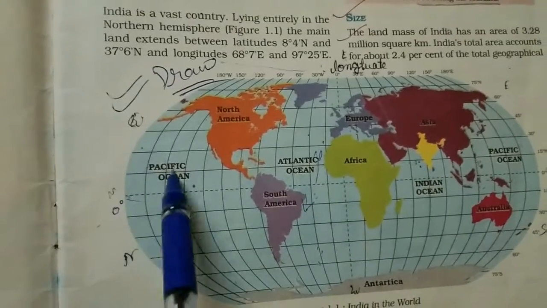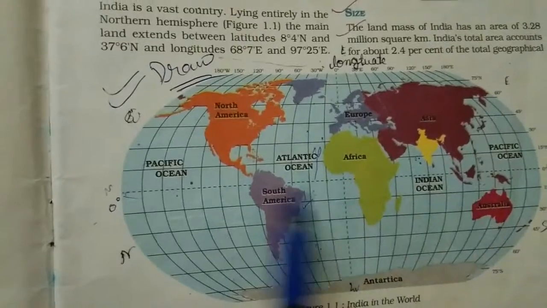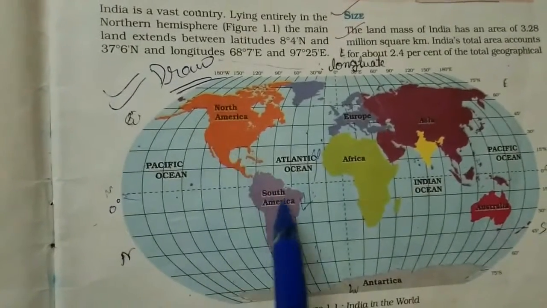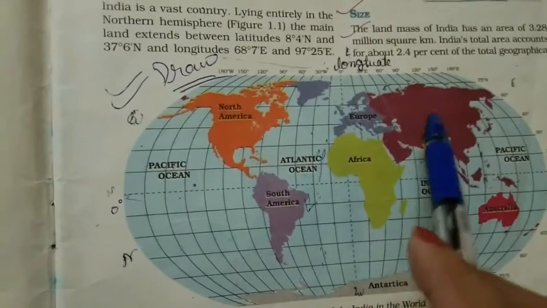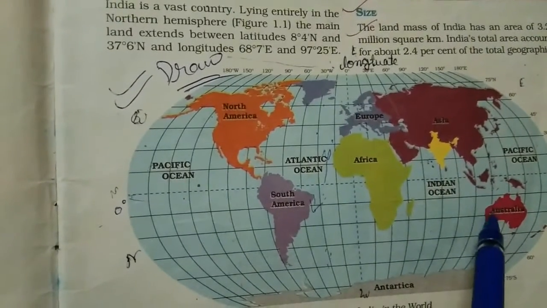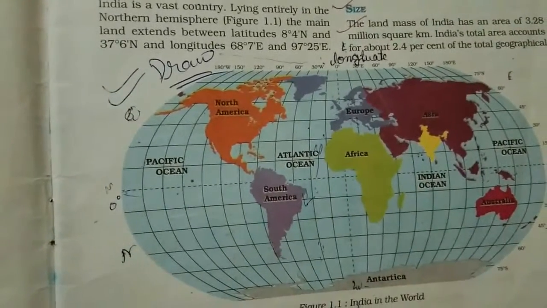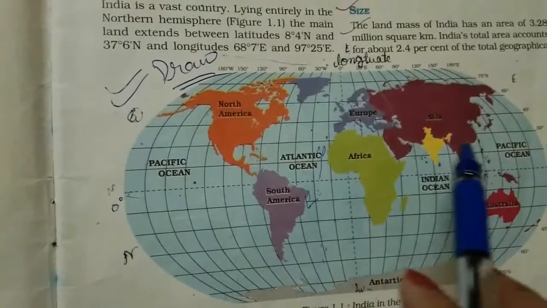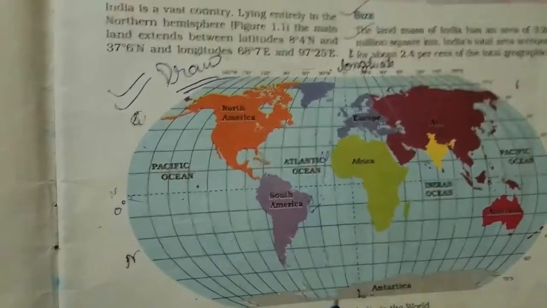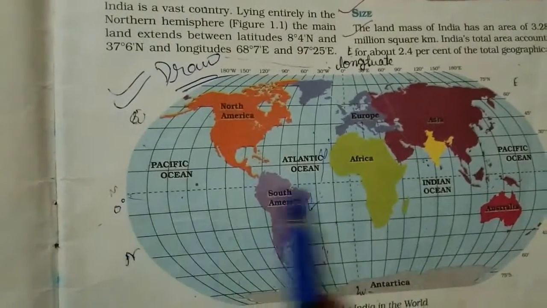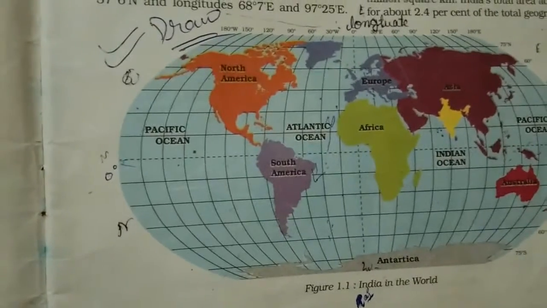Now here you can see the Pacific Ocean is coming from both sides, and there are 7 continents mentioned here: North America, South America, Africa, Europe, Asia. India lies in Asia, then Australia and Antarctica. So this is the representation of India's continent, all 7 continents, and India, as well as the equator and how it divides the earth. So basically you can see here India and the world.